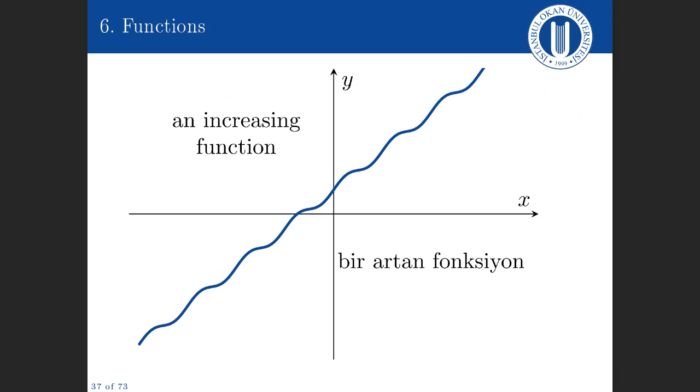So for example, this is an increasing function. It's always going upwards. If we take 2 points, let's call this one x1. The left one is always x1 and the right one is always x2. And then measure their values.